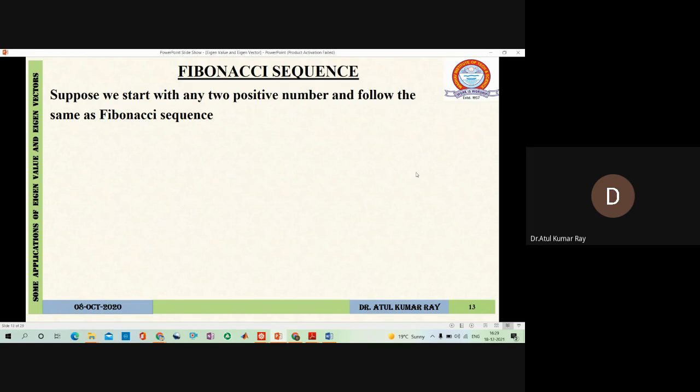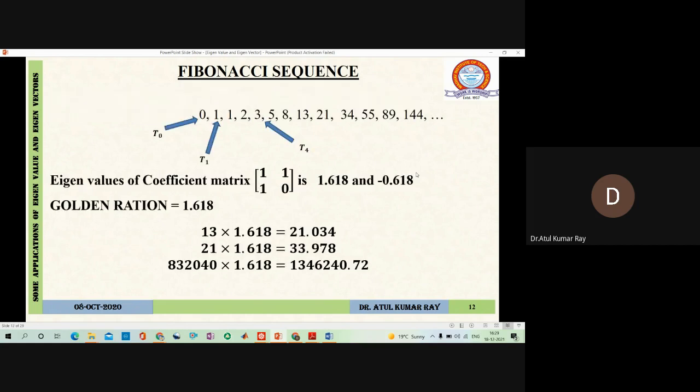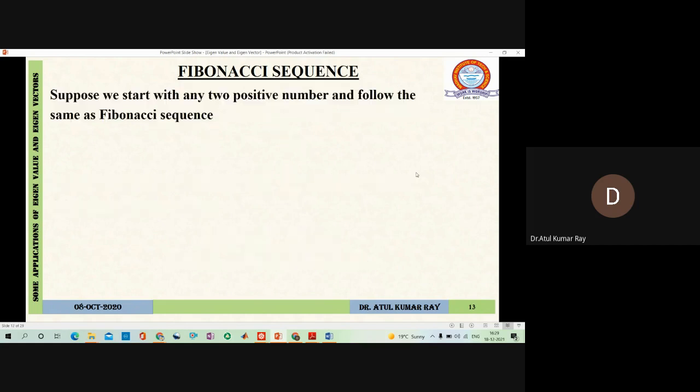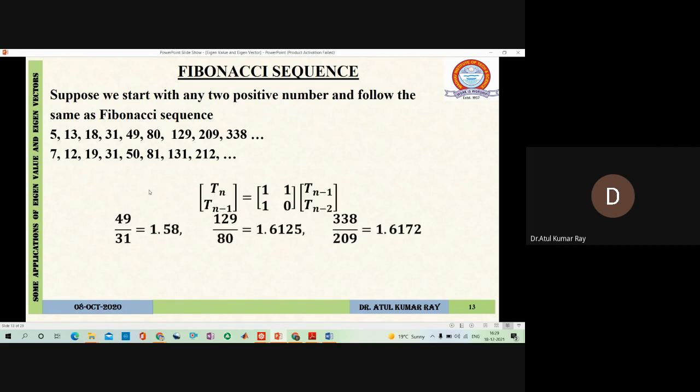Now, if you think that yes, the Fibonacci series will start from 0, no. This golden ratio will work for any numbers it starts from, like 5 plus 13, that will be 18, 13 plus 18, that will be 31, and so on. Similarly, it can start from 7, 12, 7 plus 12, 19, 19 plus 12. It will yield the same result. The same concept I will use, the same result I will get.